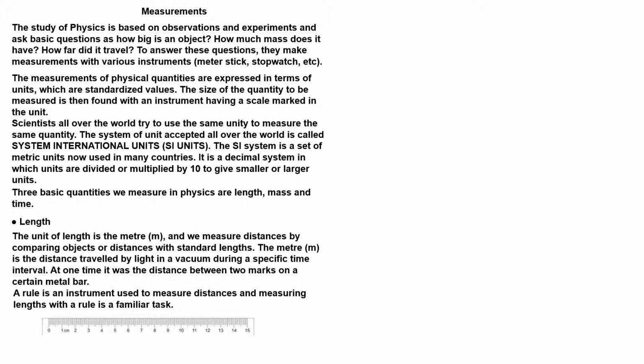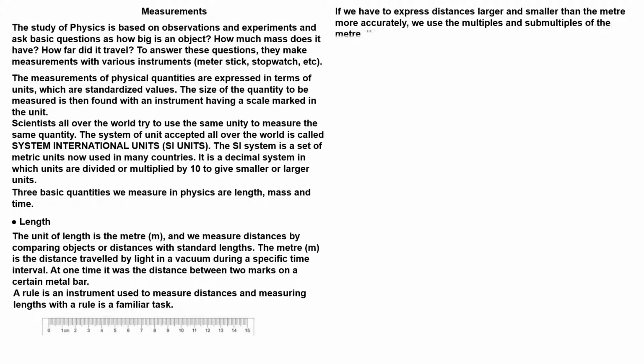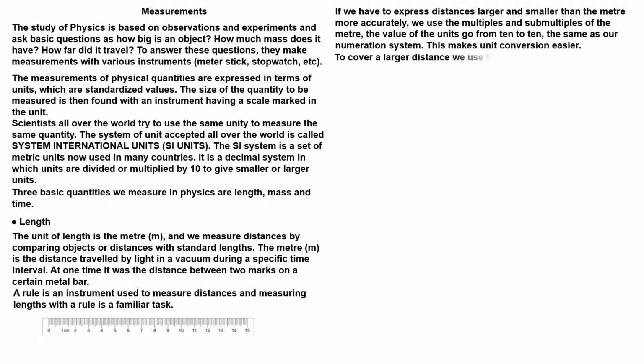If we have to express distances larger and smaller than the meter more accurately, we use the multiples and submultiples of the meter. The values of the units go from 10 to 10, the same as our numeration system. This makes unit conversion easier. To cover a larger distance, we use the multiples of the meter.